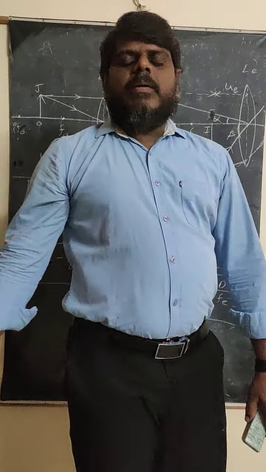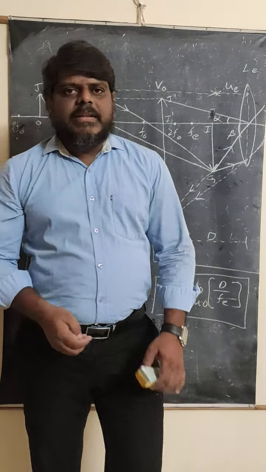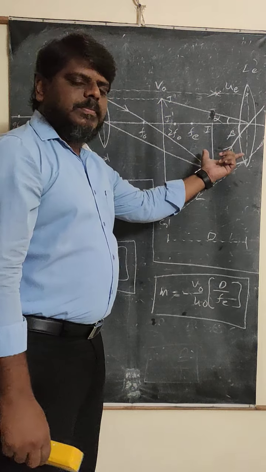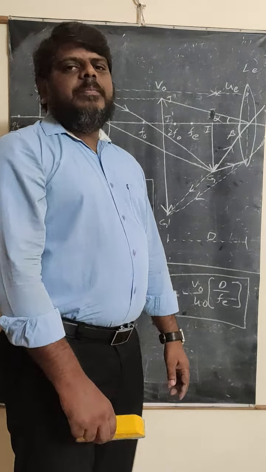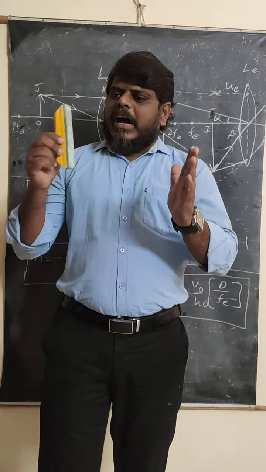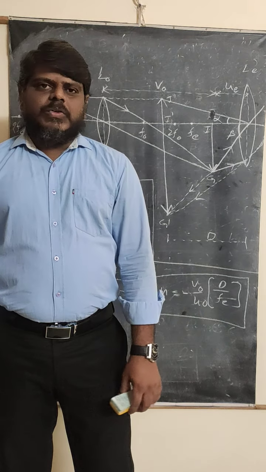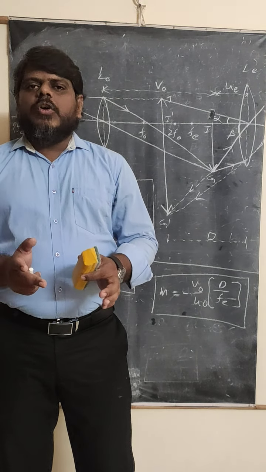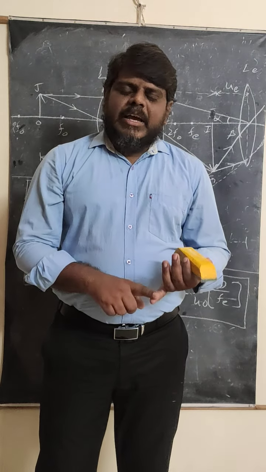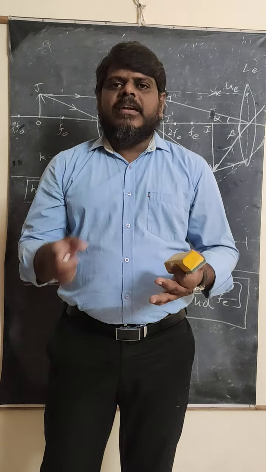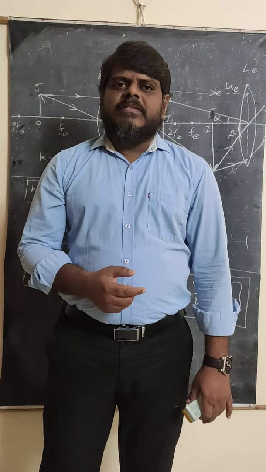Next, there is one more important concept in the case of the compound microscope. What is that? That is the length of the tube. Okay, length of the microscope. The length of the microscope is nothing but the distance between the objective lens and the eye lens. And this length is different in different arrangements. That means at the near point adjustment the length is different, and at the far point adjustment the length is different.